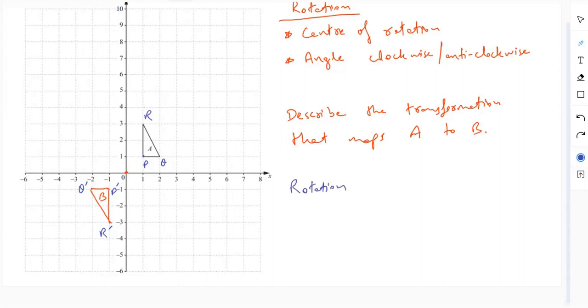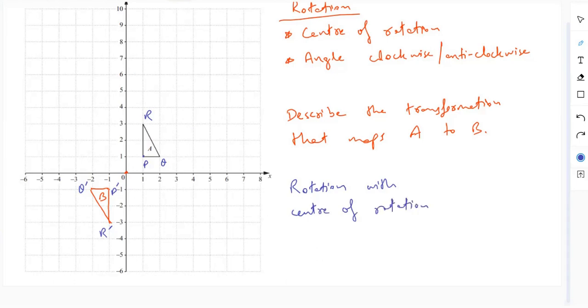Okay, now to describe a rotation, there are 2 things that you will need. One is the center of rotation and the other is the angle, whether it's clockwise or anti-clockwise. We have to figure that out. So what do we do for that? We write here: rotation with center of rotation something.